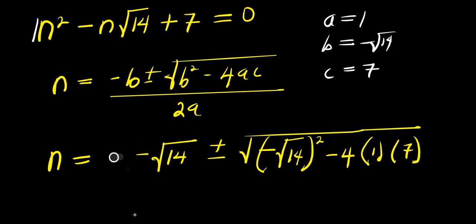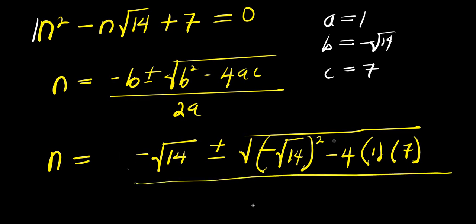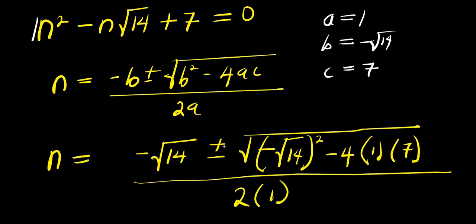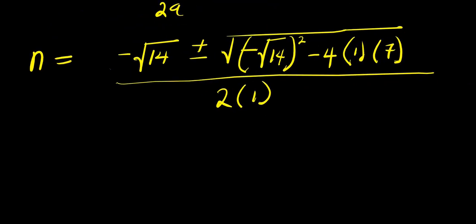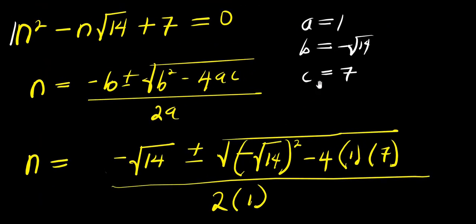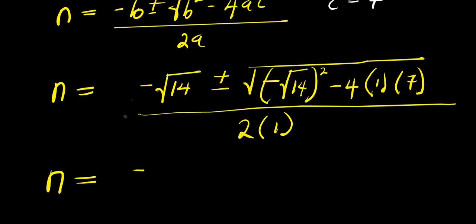That's negative root 14, only for the bracket. So everything here is divided by 2 times 1. So from here, we have n equal, this is negative. Our b is negative 14. So this negative times negative root 14, there's negative again here. But that was why I put the bracket. So you multiply this out, you have positive root 14.